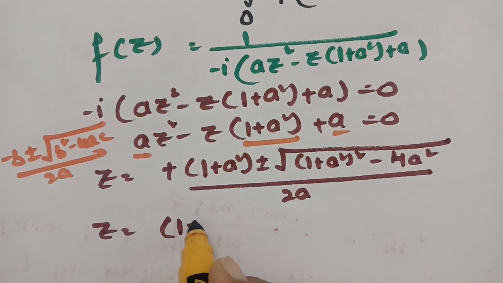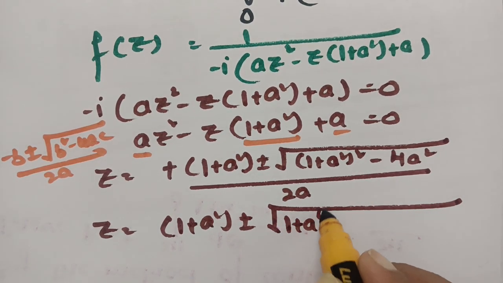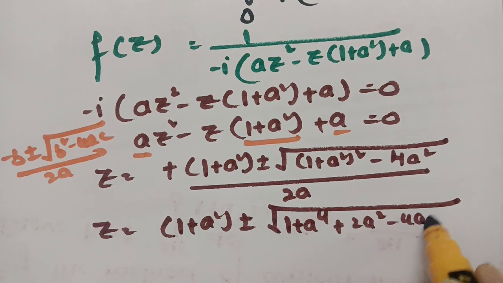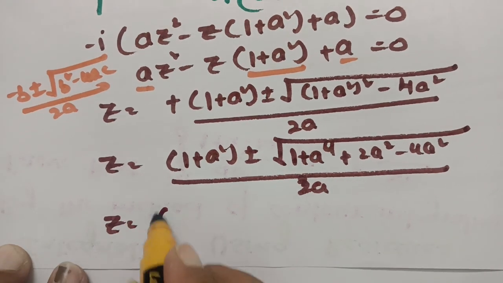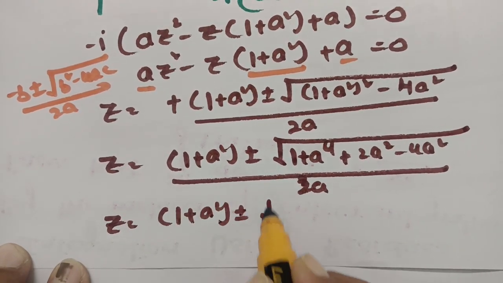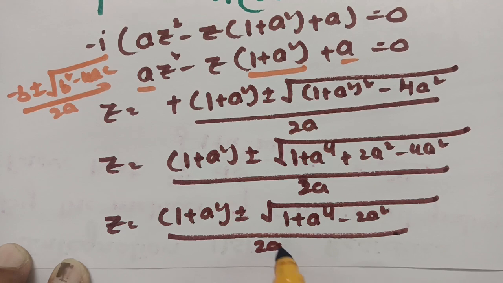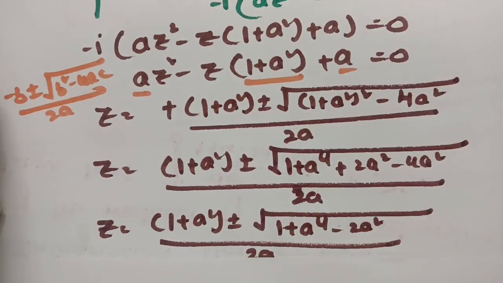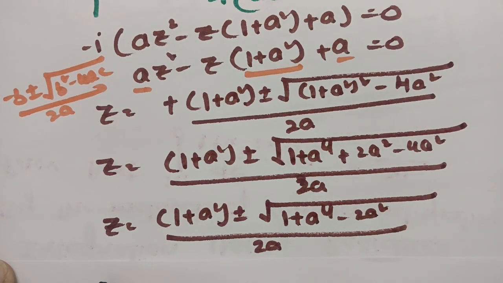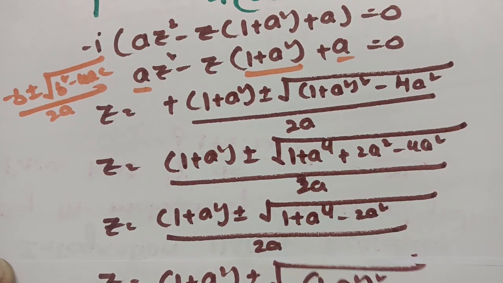So z is equal to 1 plus a square plus or minus, if I expand, this will be a square plus b square plus 2ab minus 4a square, by 2a. So z is equal to 1 plus a square plus or minus root of 1 plus a power 4 minus 2a square, by 2a. So this can be written as z is equal to 1 plus a square plus or minus root of (1 minus a square) whole square, by 2a.